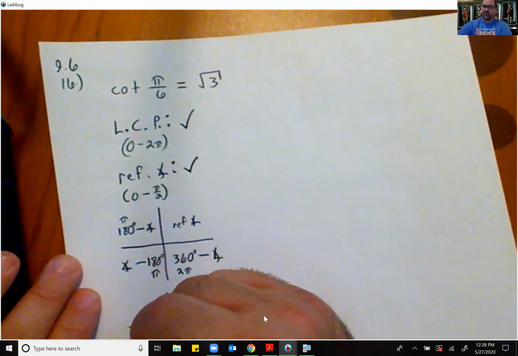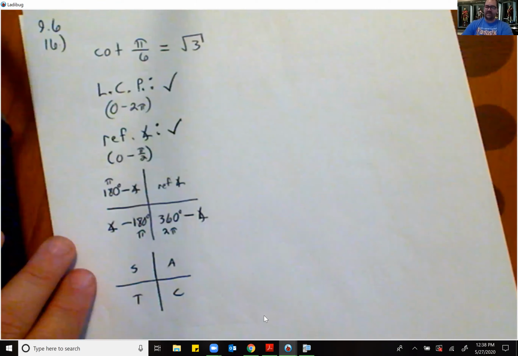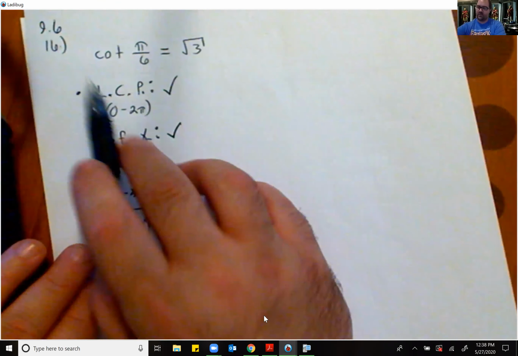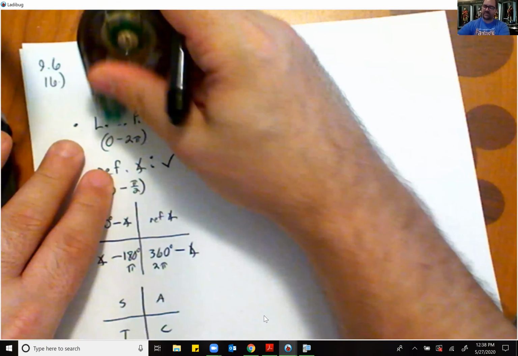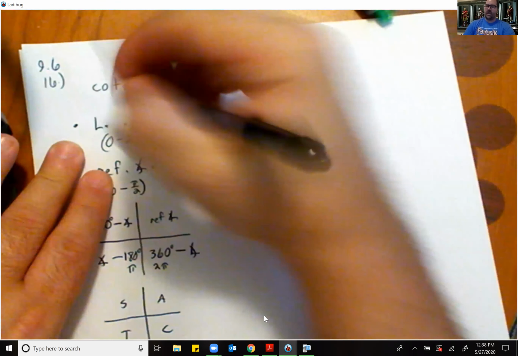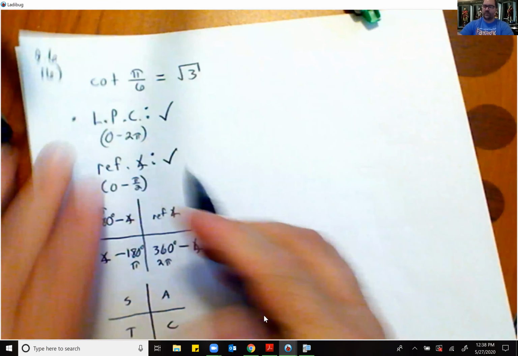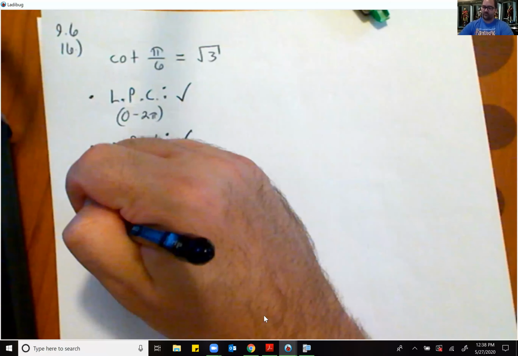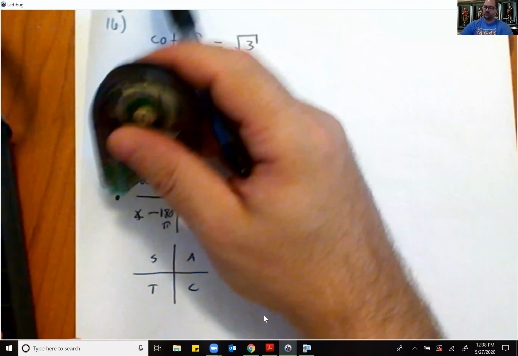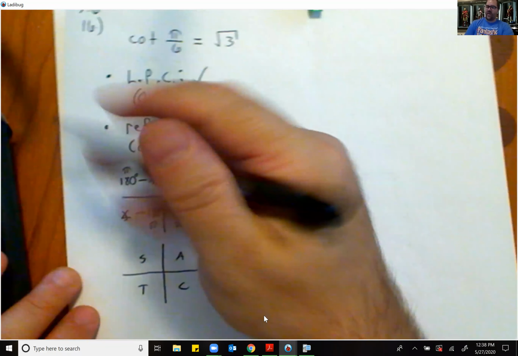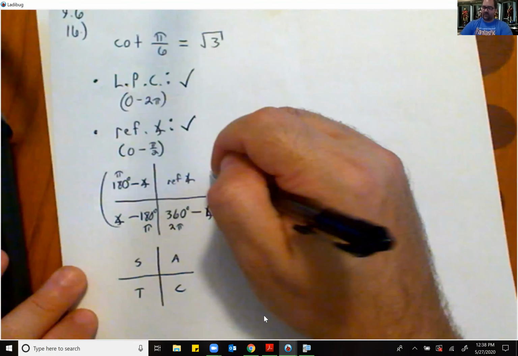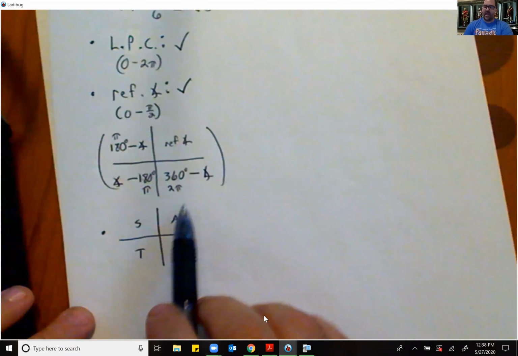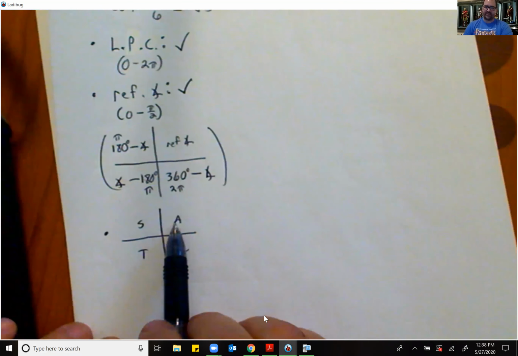Okay? So first you find the least positive coterminal angle, and then find the reference angle, and then using your little chart right there, you're going to find the sign. And since we are in quadrant 1, A for all means everybody's positive. So this answer is good to go.